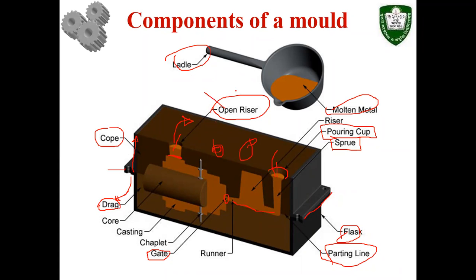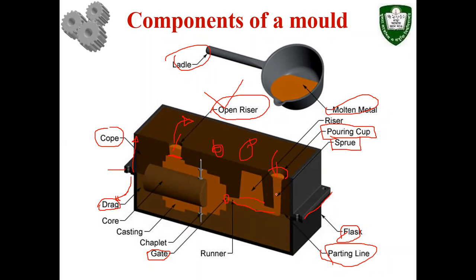So the open riser has two tasks. One is to take out the air from the cavity, and the second one is to give the indication whether the cavity has been filled. Sometimes a closed riser is also used. It has another purpose. The closed riser basically reserves the liquid metal, so that the material does not flow quickly.